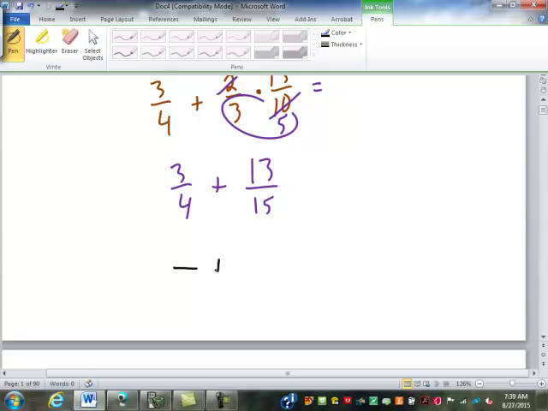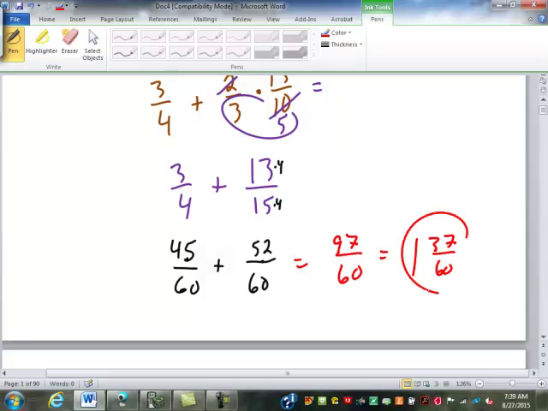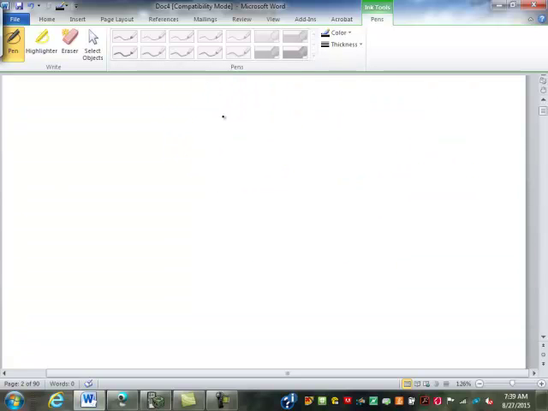Common denominator, which will be 60. What's this going to be? 45. How about this one? 52, right? Times 4, so times 4. That works. So 97 over 60, so that is 1 and 37/60. How many of you had that? How many of you have no clue where I got that from? Okay. Let's try one more just to make sure you guys are getting these.